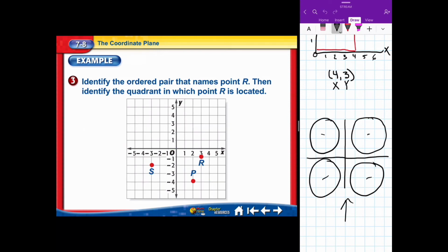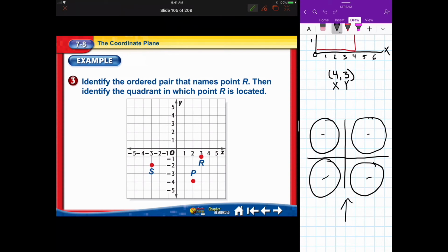Okay, here's our third example. Identify the ordered pair that names point R, then identify the quadrant in which point R is located. All right, so same process, guys. I know we've done this a few times. Let's take a look at it again. Looking for the ordered pair for point R. So I'm going to go on my X first. 1, 2, 3. Okay? So my first number is 3. It's a positive 3, so I'm just going to leave it as a positive 3.